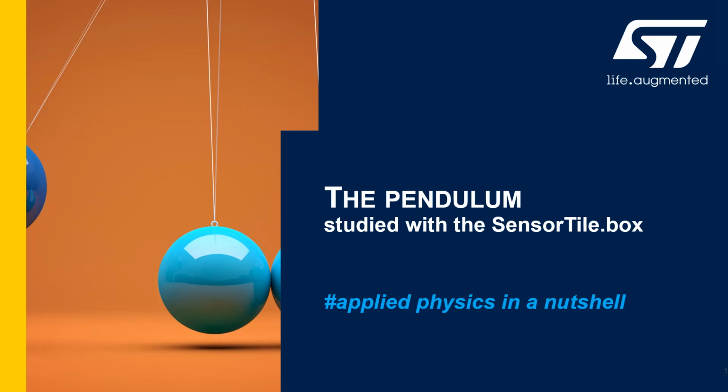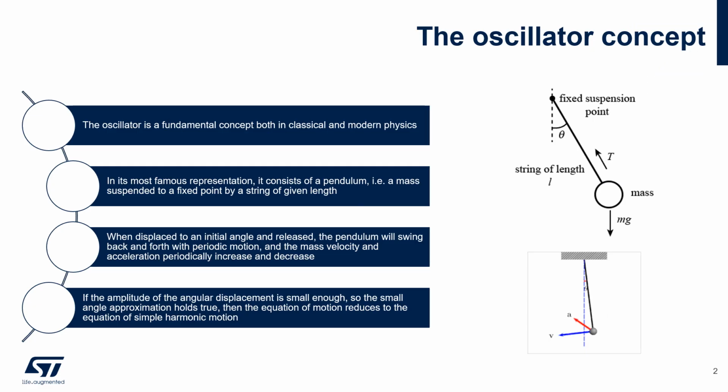The pendulum studied with the SensorTile.box. Applied physics in a nutshell. The oscillator is a fundamental concept both in classical and modern physics. In its most famous representation, it consists of a pendulum. That means a mass suspended to a fixed point by a string of given length.